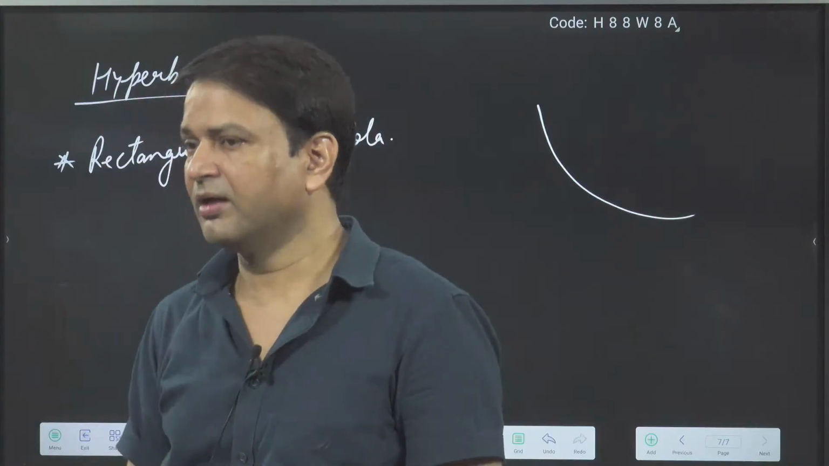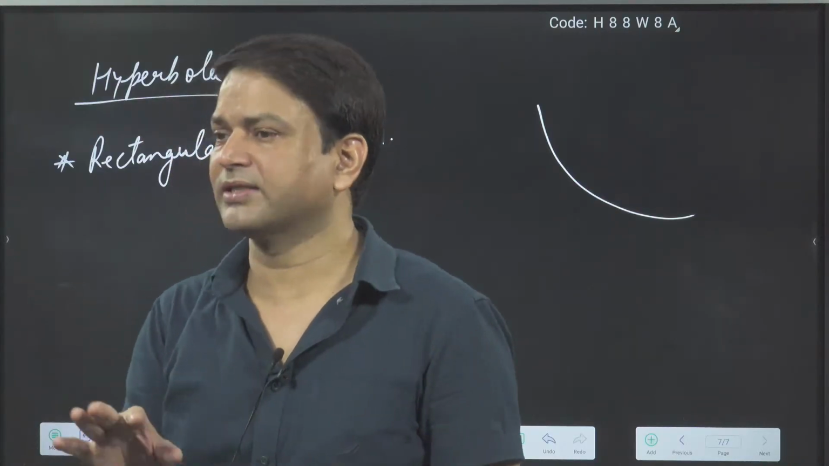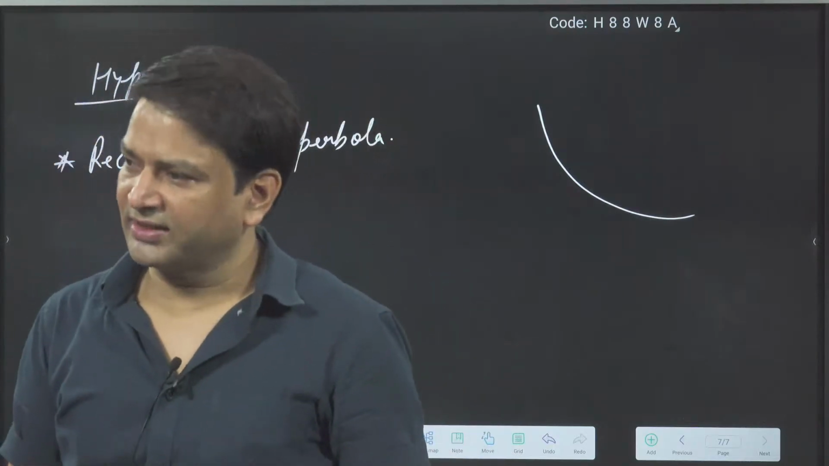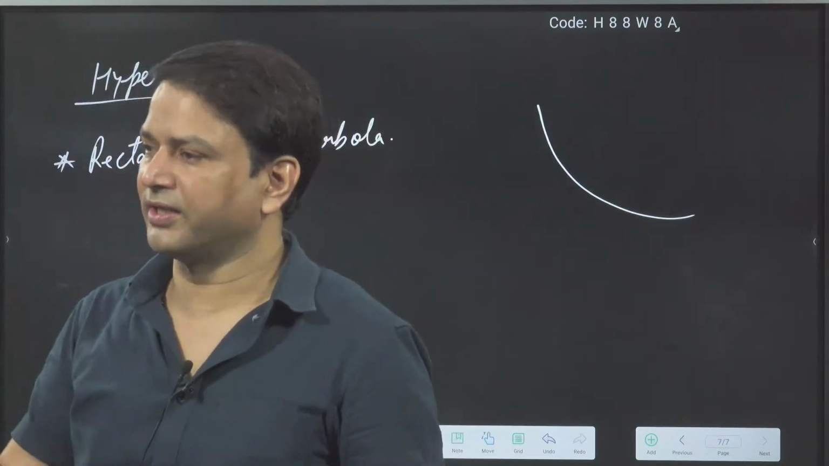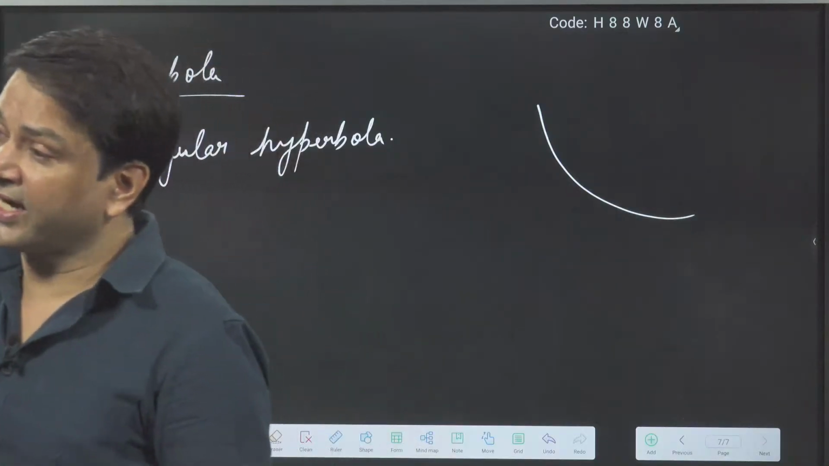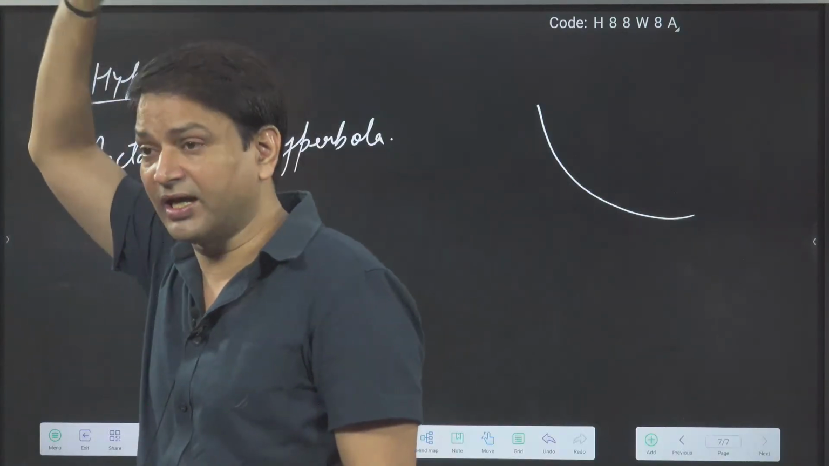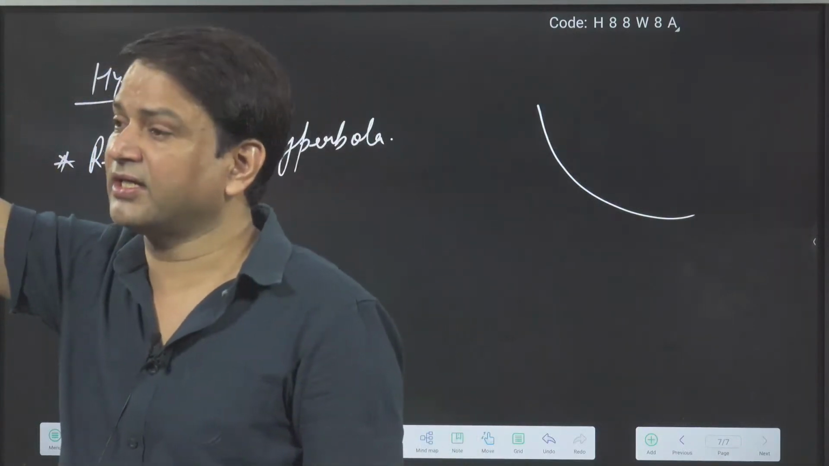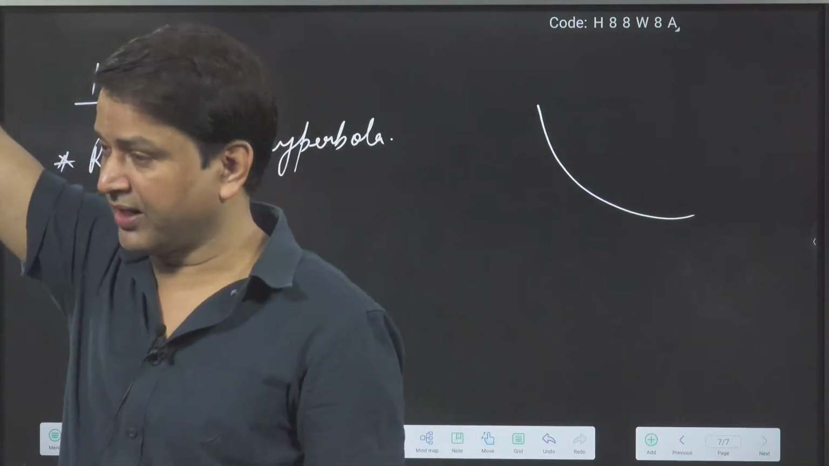Again, I am repeating. Basically, we can say a rectangular hyperbola is a hyperbola for which the x-axis and y-axis are the tangent at infinity. Tangent at infinity means the x-axis and y-axis are touching the hyperbola at infinity.